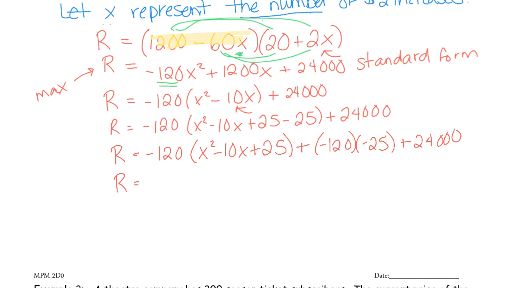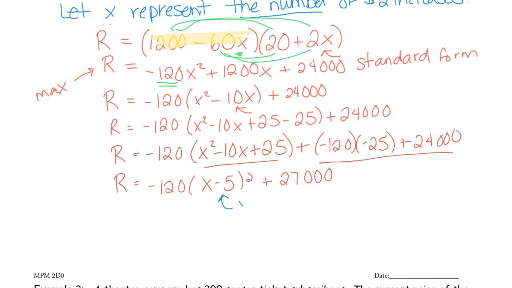So now I'm going to go ahead and factor this and simplify all of this. I get negative 120 (x minus 5) all squared plus 27,000. Okay, so we need to think about now, what does this all mean? This means that when x is equal to 5, I'm going to have a maximum revenue, which is $27,000. Okay, that's what that means, because my vertex here is (5, 27,000).